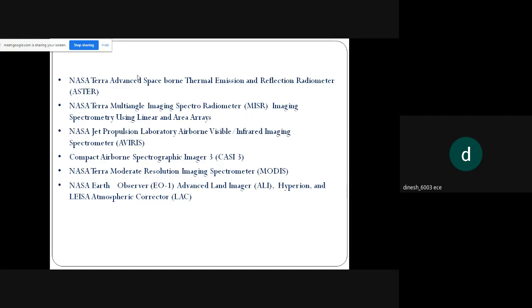Using linear and area arrays, NASA Jet Propulsion Laboratory Airborne Visible Infrared Imaging Spectrometer, AVIRIS. Then this is used in Compact Airborne Spectrographic Imager 3, CASI 3. Then this is used in NASA Terra Moderate Resolution Imaging Spectrometer, MODIS. It is used in NASA Earth Observer EO-1, Advanced Land Imager ALI, Hyperion, and Atmospheric Corrector LAC.